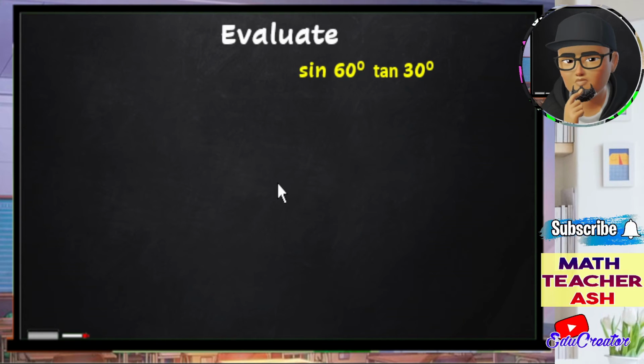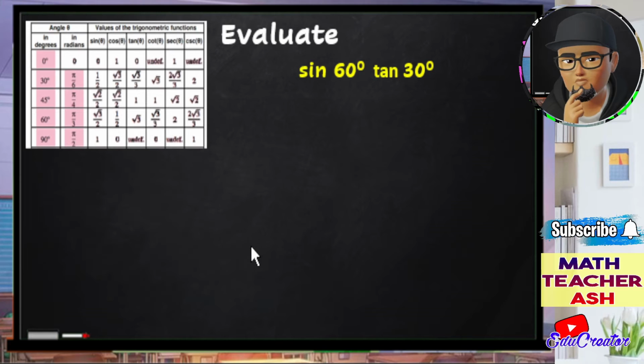Of course, we need to consider the values in our table. First things first, we need to check the value of our sine 60. So sine 60, this is 60 here, and the sine is here. So square root of 3 over 2, as well as our tan 30, so that is here, and then we go here, so that is square root of 3 over 3.